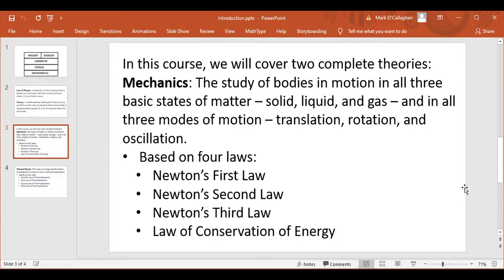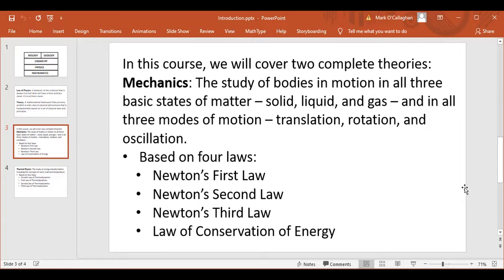And not only that, all 3 fundamental states of matter: solid, liquid, and gas. Liquids and gases are together called fluids. We studied fluid mechanics in chapter 11. All objects in motion, in the 3 modes of motion and the 3 states of matter, are fundamental applications of just 4 principles.